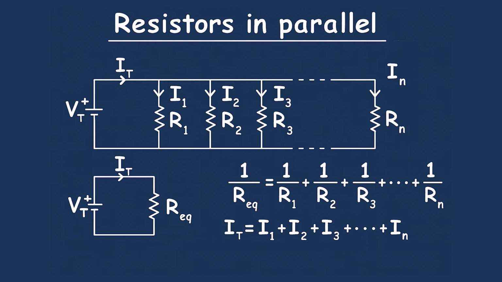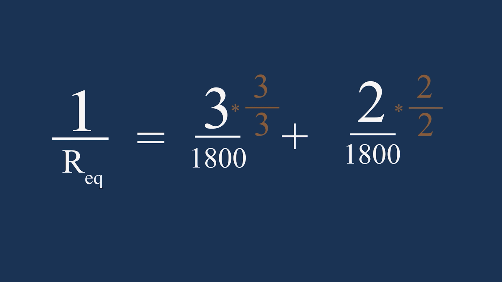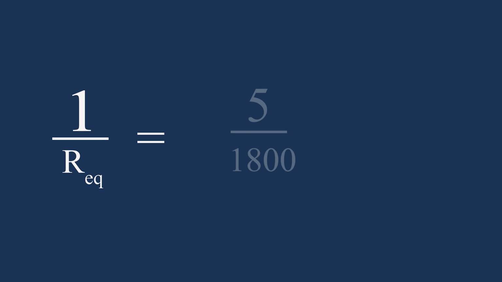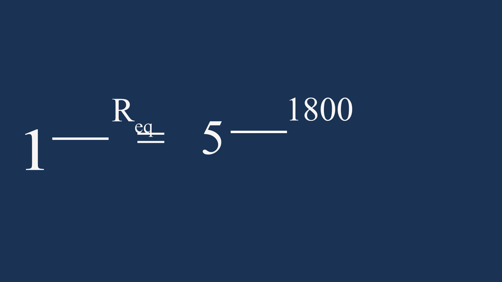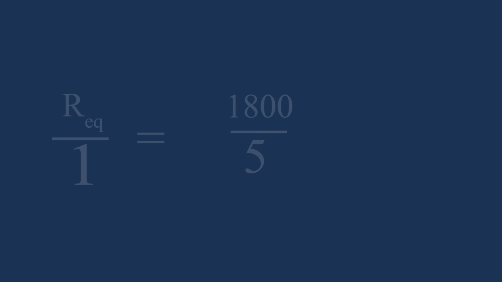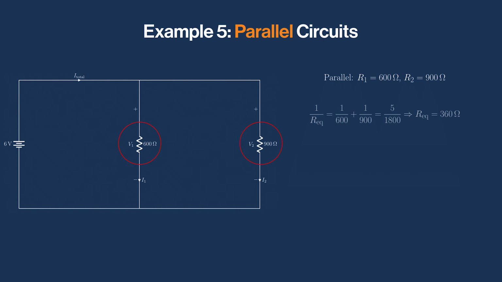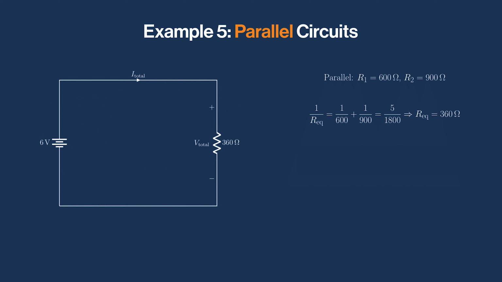It looks a bit funny, I know, but trust me, it works. You basically plug in all of the resistance values and multiply by a common factor so that we have a common denominator. We then sum the numerators, and once we have this, we flip the denominator and numerator and divide, and that tells us what our resistance value is. In this example, the numerator is 5 and the denominator is 1800. So if we flip those, we get a total value of 360 ohms.